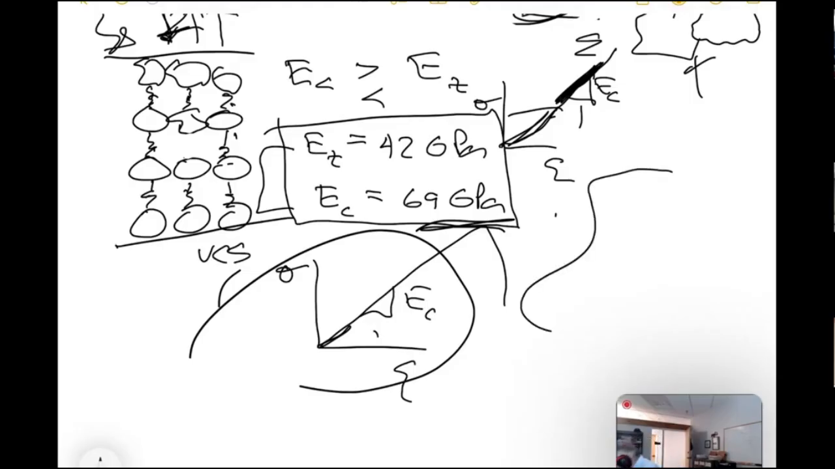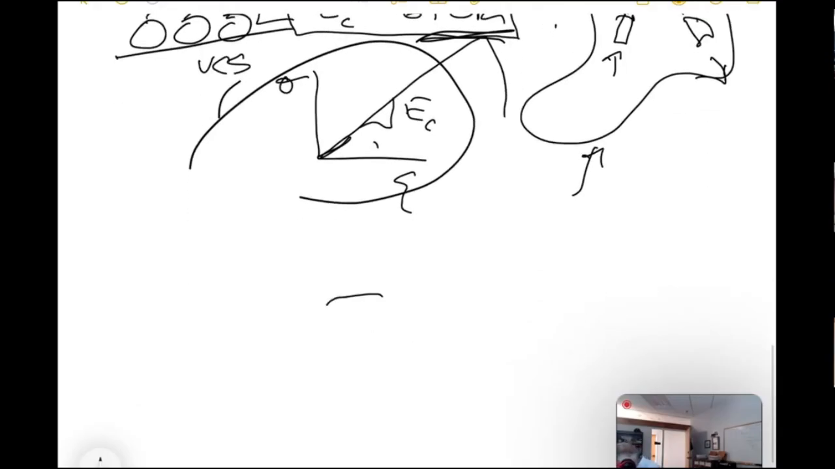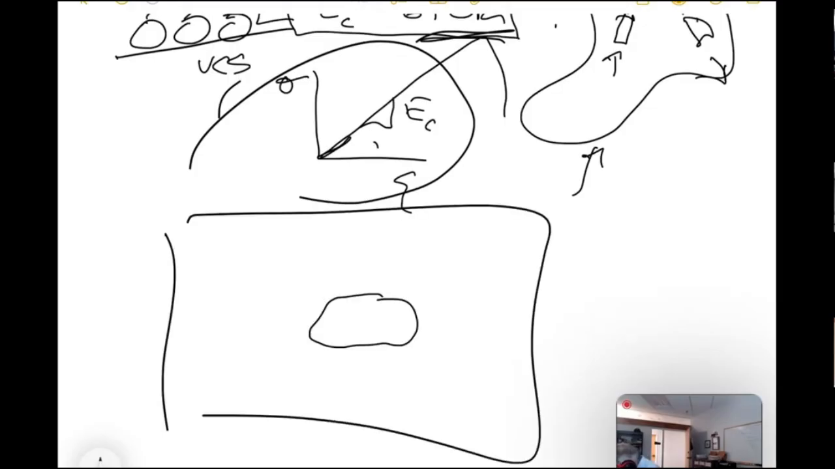So if you have a general body of rock and it's loaded in some weird way, this region might be in compression, but this region might be in tension. Like if we had an excavation in a bigger system, right? This part is in compression, this part is in tension. So actually this material is stiffer than that material.